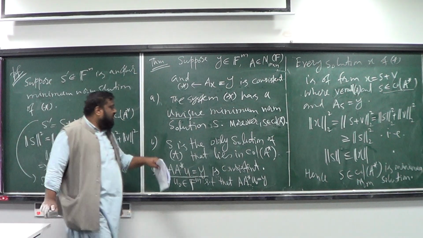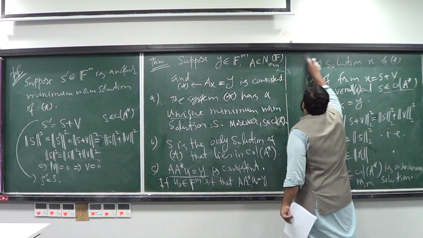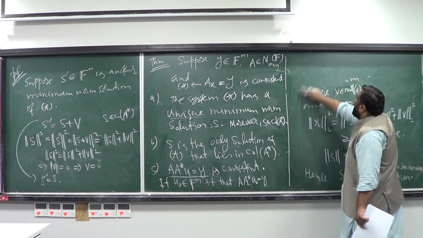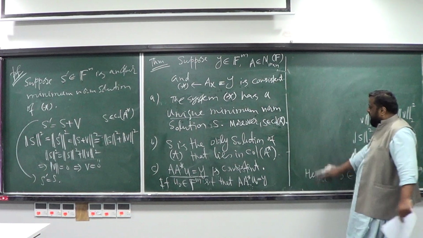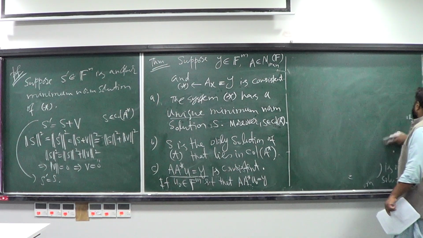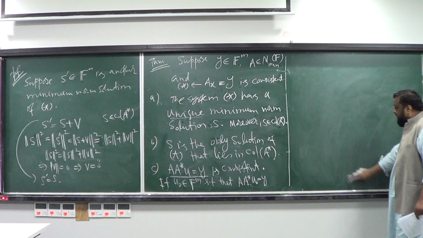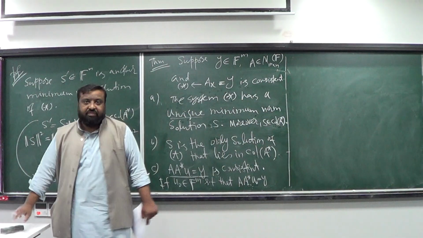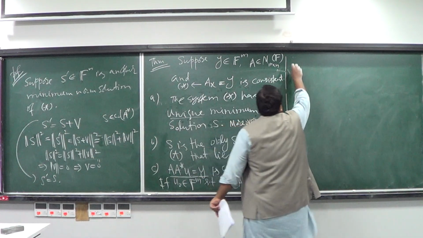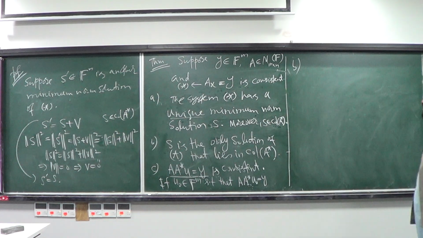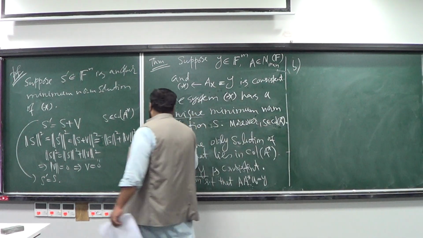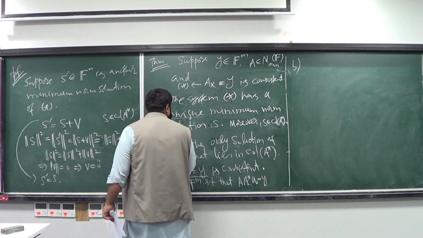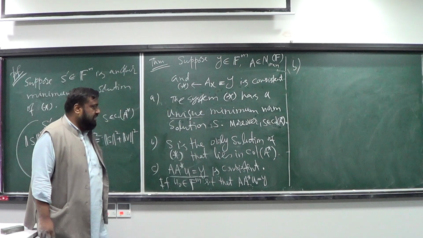Now let's get to the B part, which says that S is the only vector in the column space of A star. We saw it pictorially that you can't have more than one vector that lives in the column space of A star and solves the problem Ax equal to y. So in part B, we would like to show that S is the only solution that lies in the column space of A star.